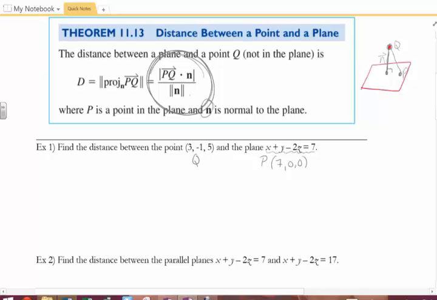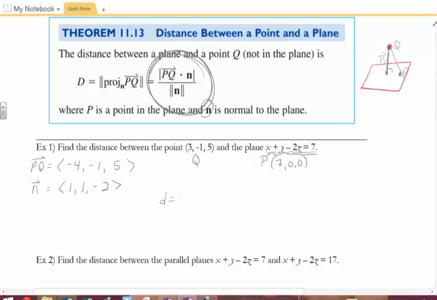I need to do PQ dot n over n. So PQ is going to be the vector 7 to 3 is negative 4, 0 to negative 1 is negative 1, 0 to 5 is 5. And n is the normal vector to the plane, which is 1, 1, negative 2. That's just the coefficients from here.